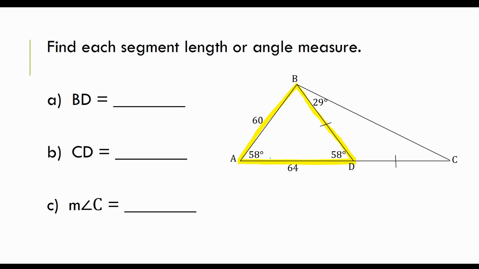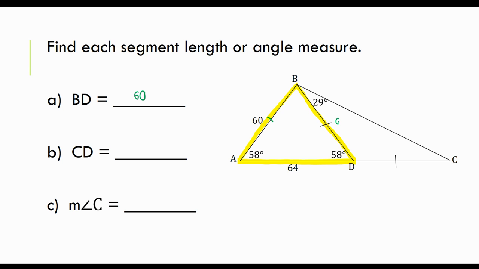And so because both of those angles are 58 degrees, that means that since those two angles are congruent, then the sides directly across from them are congruent. So notice that the side that's across from angle A is marked with one tick mark. So that means the side that's across from angle BDA also gets one tick mark. And so that means that the segments BA and BD are congruent, and I know that BA is 60, so BD is also a length of 60.